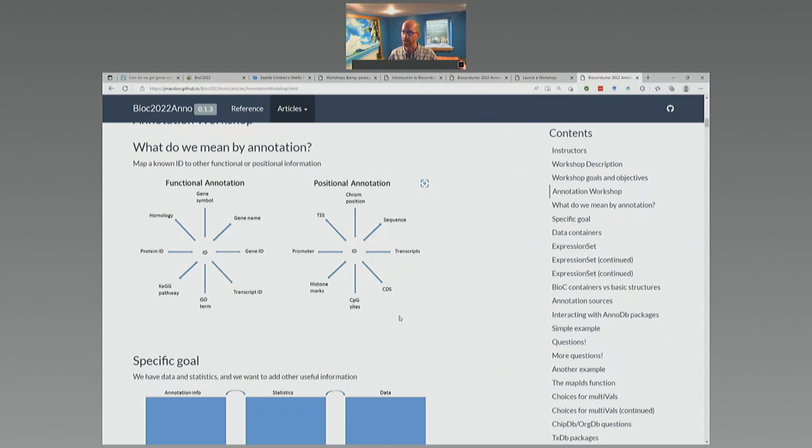We also have positional annotation, where we may have this ID, but then we may want to know where it is in the genome, what chromosome it is on, what transcripts it has, what the promoter sequence is, a lot of things that are genomic based. And we may need to do both of those depending on the analysis we're doing.